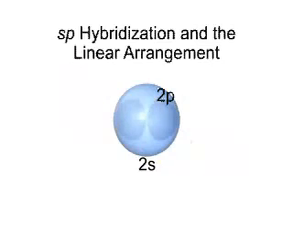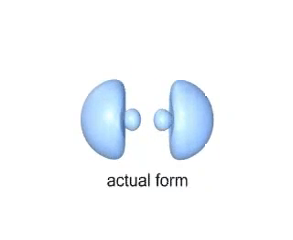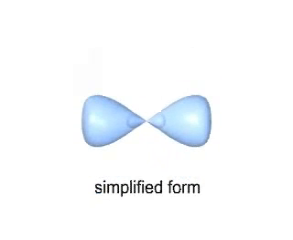Let's begin with the simplest case and see how the theory accounts for a molecule with a linear shape. A key point to note is that the number of atomic orbitals that mix always equals the number of hybrid orbitals that form. Here, two different atomic orbitals, one 2s and one 2p, mix mathematically to become two identical sp hybrid orbitals, each with one larger and one smaller lobe. The two orbitals face in opposite directions in the atom. For clarity, we'll show hybrid orbitals in this simplified form.